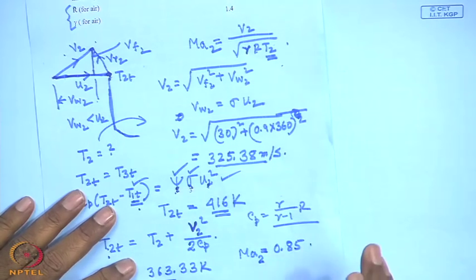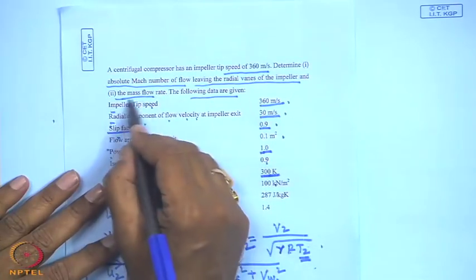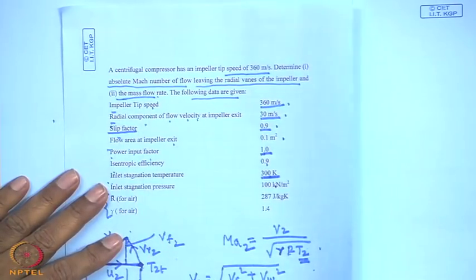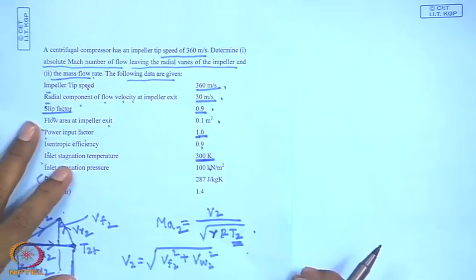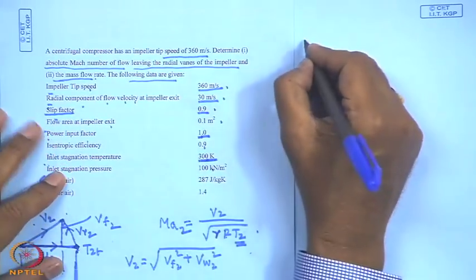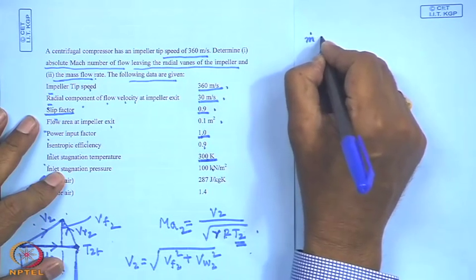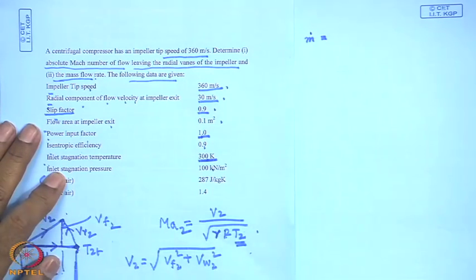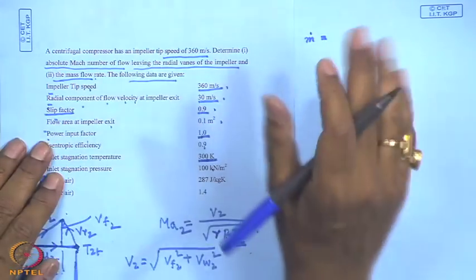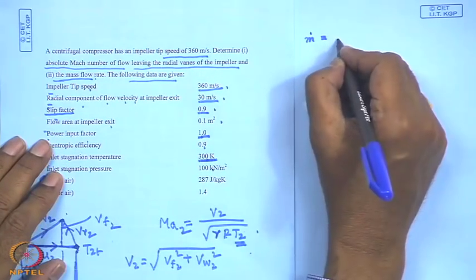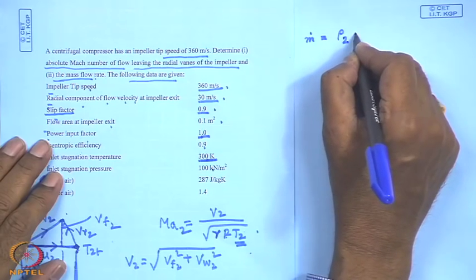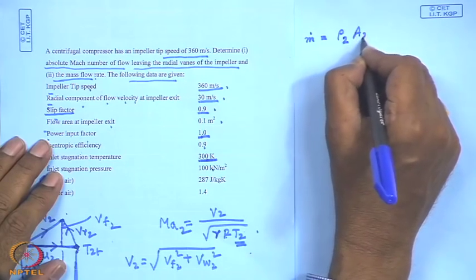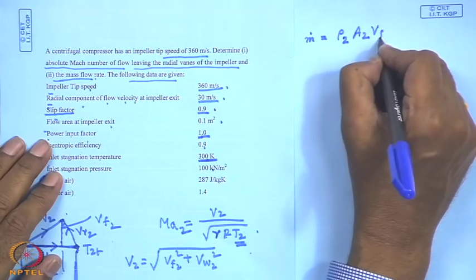All right. Now the next is to find out the mass flow rate. How to find out the mass flow rate? Let me keep it here so that you can see it. Mass flow rate is the same throughout the machine. Let us write the mass flow rate based on the condition at the outlet of the impeller: rho 2, A2 and the flow velocity.